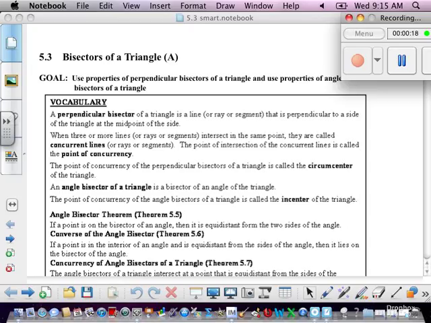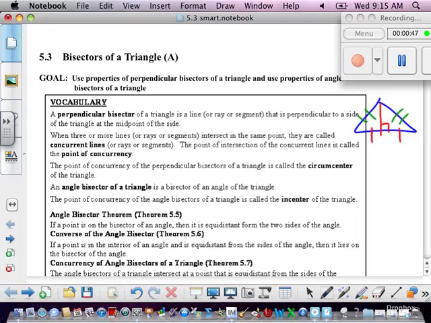A perpendicular bisector of a triangle is a line or ray or segment that is perpendicular to the sides of the triangle at the midpoint. I like to draw a picture each time so we can remember what they are. So we've got a triangle. We know if we draw one perpendicular bisector, it makes a 90-degree angle. It cuts it in half at its midpoint.